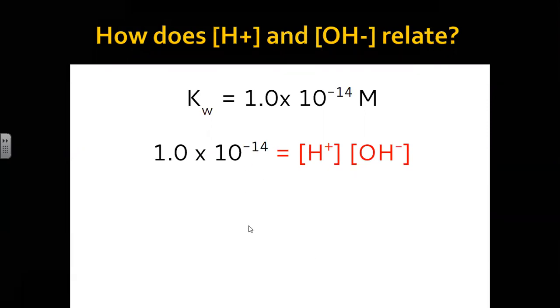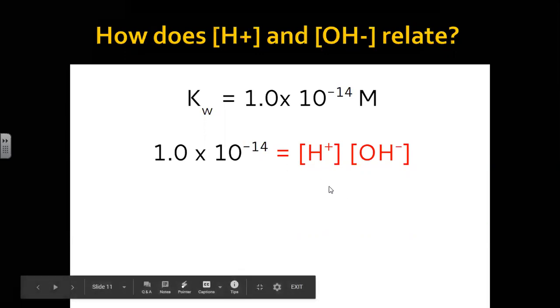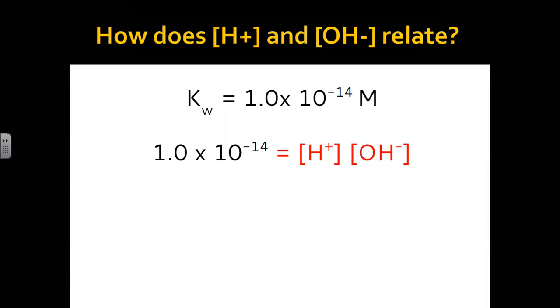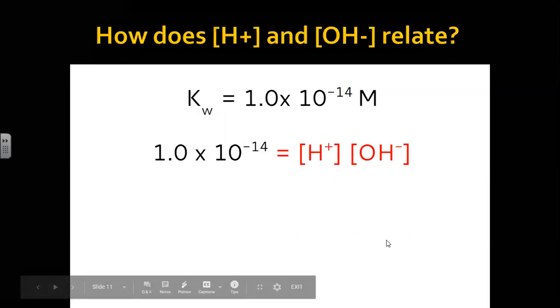So if you are given one of these and I ask you to figure out the other one directly, you don't actually have to go through the H plus concentration to pH to pOH to OH minus. All you have to do is take whatever H plus concentration I gave you, divide 1.0 times 10 to the negative 14 by that concentration, and that will give you the OH concentration, or vice versa if I gave you an OH and wanted the H plus.